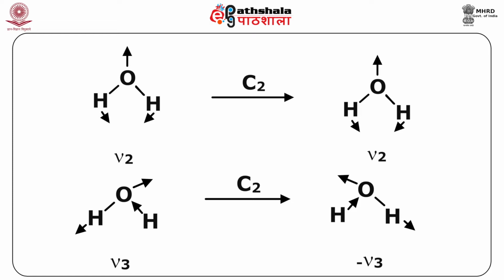For nu2, when a C2 operation is performed, nu2 being the bending mode, the appearance remains the same. But if the same operation is performed on the anti-symmetric stretching mode, all the arrows reverse direction. So nu3 has become minus nu3, so the character for nu3 under C2 is minus 1, and for nu2 it is plus 1 because it did not change any direction.